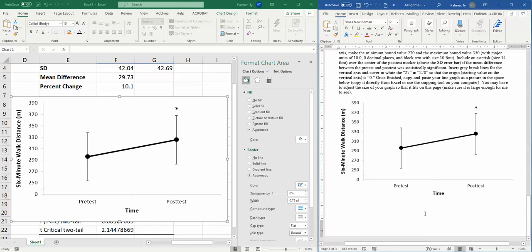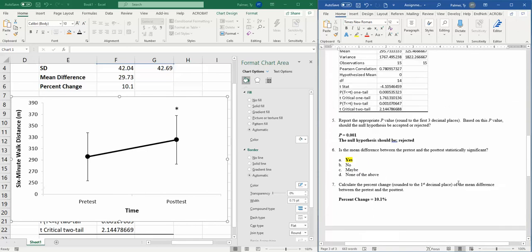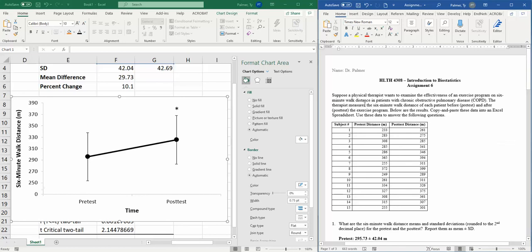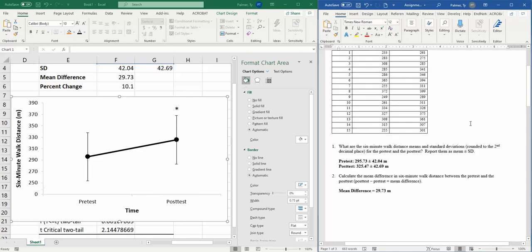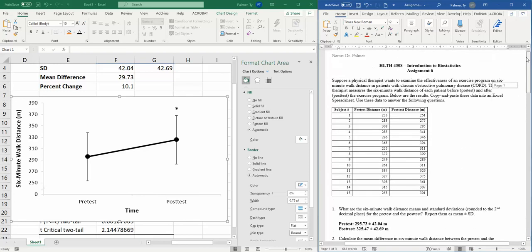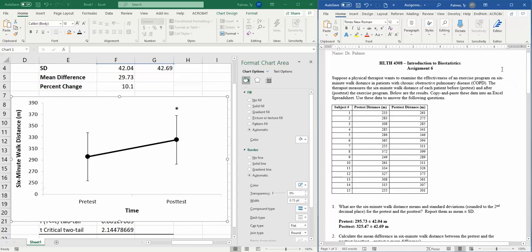Remember our objective here today, and if you take a look back up at the top at the scenario that was given, our objective was to determine if this exercise program was effective at improving 6-minute walk distance in patients with COPD. That's what we're trying to solve, what we're trying to figure out. And that's going to be the same objective for you in your assignment 6. You're going to try to determine the effectiveness of the exercise program on 6-minute walk distance in patients with chronic heart failure. Now, to determine the effectiveness, how do we do that?